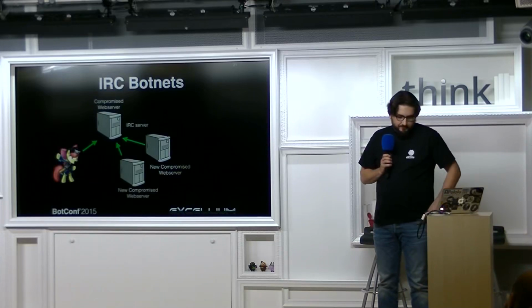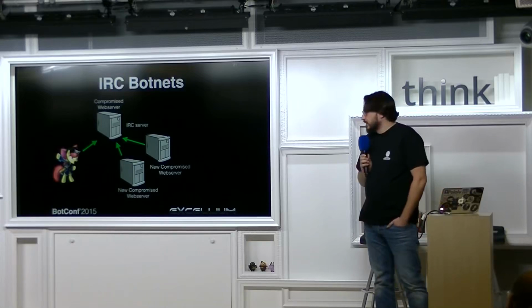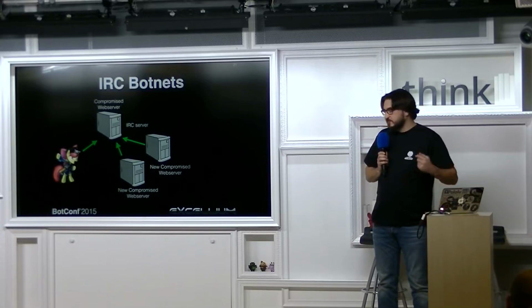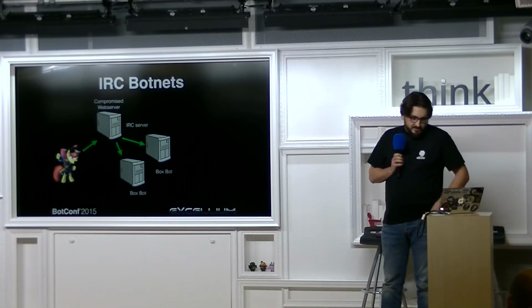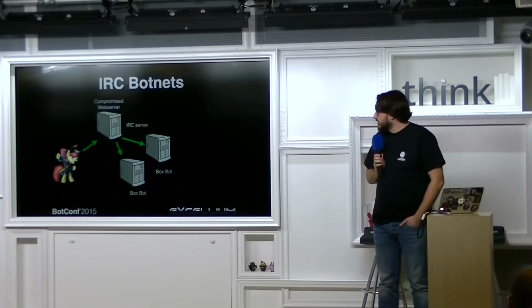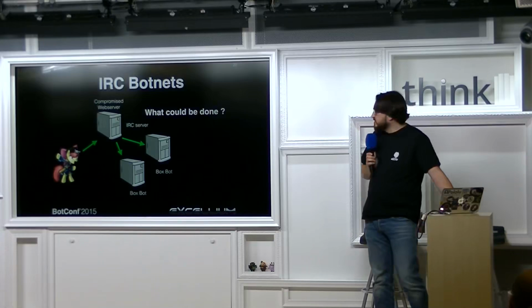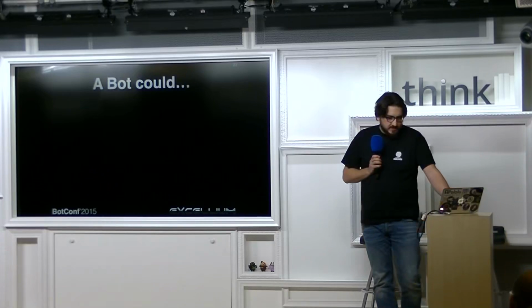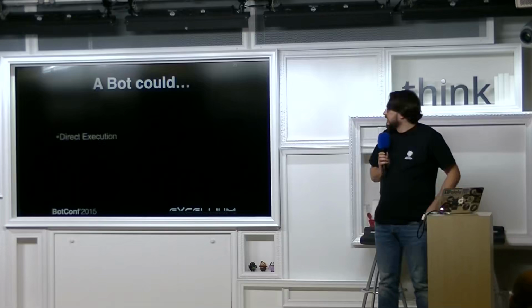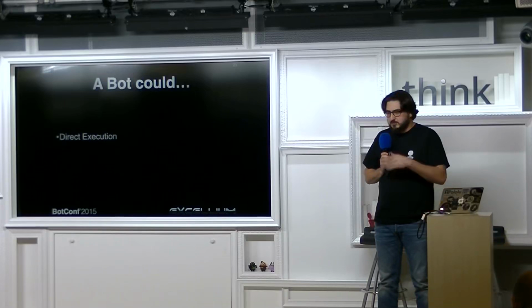And you have other servers which are compromised by the previous injection. They are connecting back to this IRC server. And the botmaster, of course, has a little botnet. So what could it do with this kind of botnet? First, you have the possibility of direct execution. So you may launch commands on the server and so on.